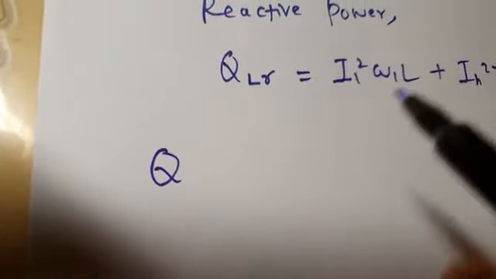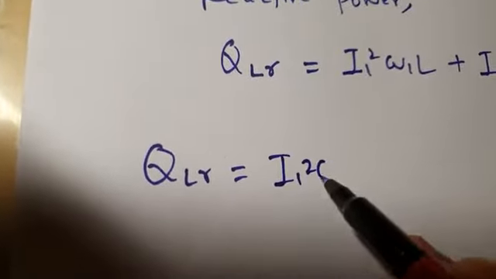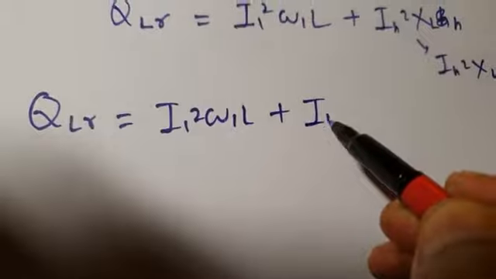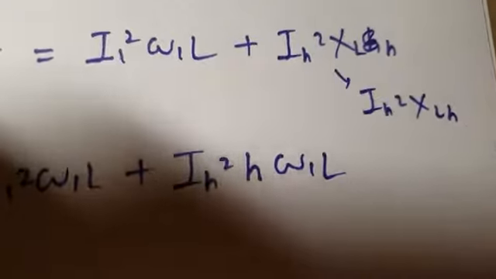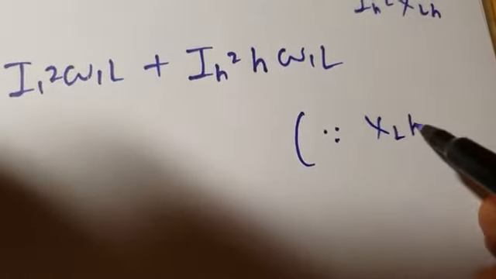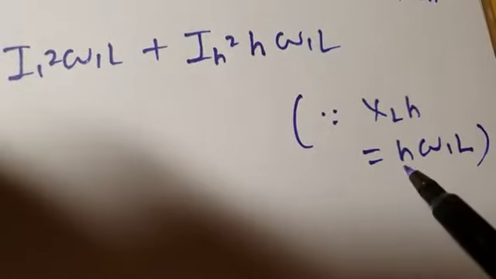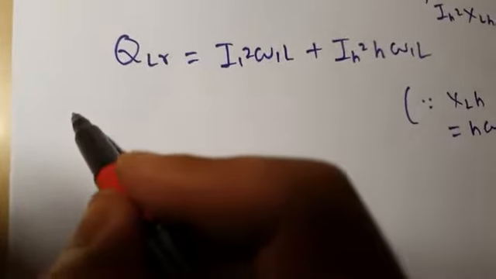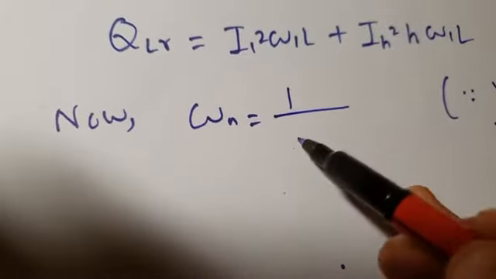Okay, make a correction. So I can write QLR is equal to I1 square omega 1L plus IH square H omega 1L. So this is XLH, because XLH is equal to H times omega 1L. XL is omega 1L multiplied by H, harmonic order times the fundamental reactance. Fine, it's okay. So now we already know omega n, that is the frequency at which your filter is tuned.